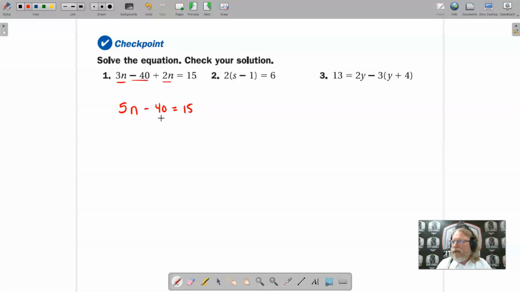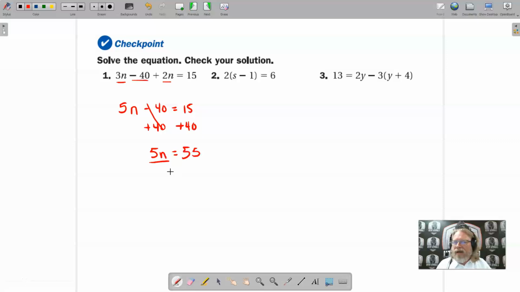So let's go ahead and deal with the negative 40 here by adding 40. And what we do to one side, we're going to do to the other. Now the negative 40 and positive 40 are going to cancel each other, leaving us with 5n equals 15 plus 40, which is 55.